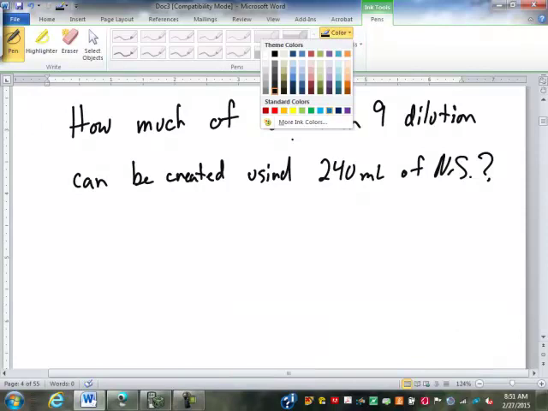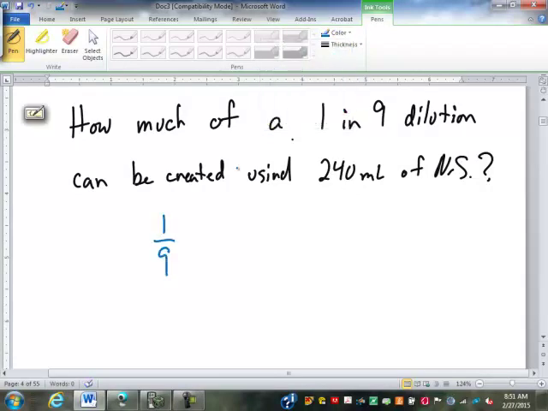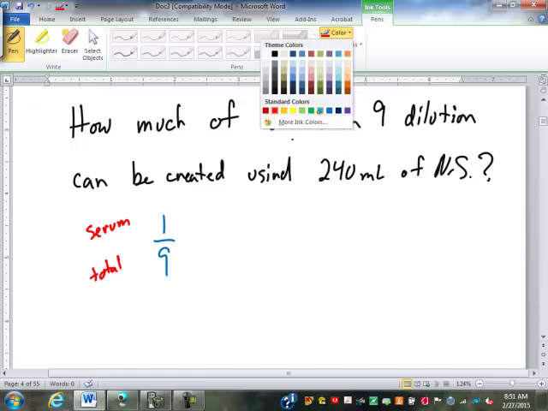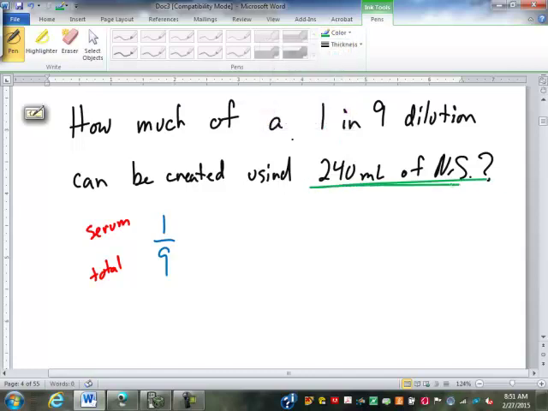So looking at this, our dilution is 1 in 9, and of course that is serum to total. We know that we're going to be using 240 milliliters of saline. Well, this ratio right now does not have saline in it anywhere, so we need a ratio of saline. Do you want serum to saline, or do you want saline to total? Well, we want to know how much of the total solution can be created. So we want saline to total.